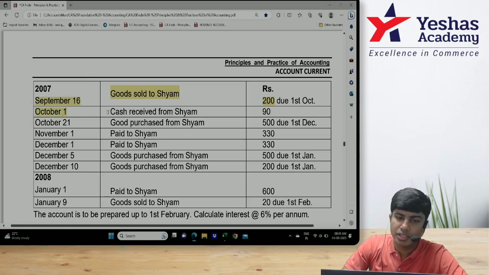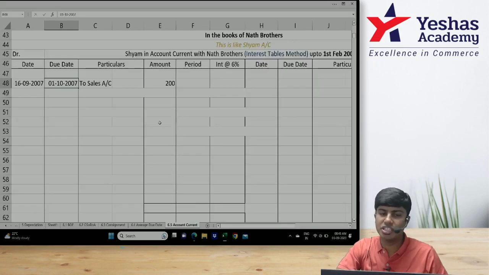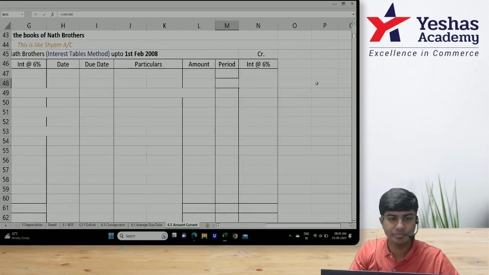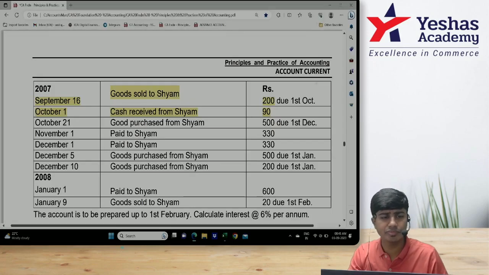October 1st. Cash received from Shyam 90. What is the entry for cash received from Shyam? Cash account debit to Shyam. This is Shyam account. Here I should write by cash. Shall I write on the credit side? We'll write by cash. How much? 90. What is the date of the transaction?